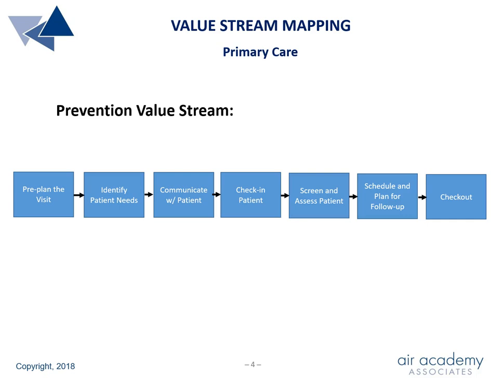This slide highlights a high-level value stream in primary care. We have 7 processes here in this value stream: pre-plan the visit, identify the patient needs, communicate with the patient, check in the patient, screen and assess the patient, schedule and plan for the follow-up, and then check out. By evaluating the value stream, it can be determined what process is the best one to improve first to provide for better service to the patients.